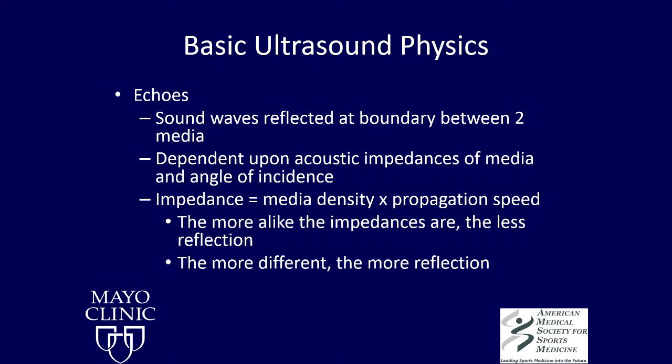So from an impedance standpoint, that's the media's density times the propagation speed. And the more alike the acoustic impedances are of two tissues, the less reflection will occur, because essentially the sound wave will think that it's going through the exact same tissue. Whereas if you have a tremendous difference in acoustic impedance, such as a soft tissue and bone, which have very different acoustic impedances, then most of the sound wave is going to be reflected back.